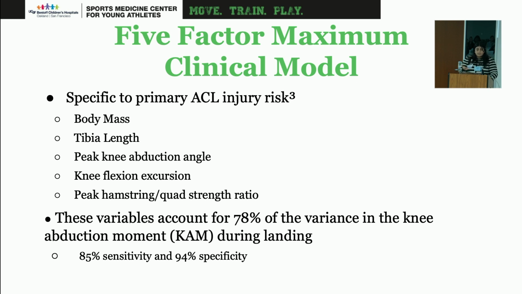So to just discuss the risk factors really quickly here, and just to note, this is for primary ACL injury risks. We'll talk about second ACL injury risk in just a little bit, but they identified number 1, body mass, number 2, tibia length, number 3, peak knee abduction angle, number 4, knee flexion excursion, and number 5, peak hamstring to quad strength ratio. And from these variables, there was a 78% accounted for the variance in the knee abduction moment during landing, with an 85% sensitivity and 94% specificity.